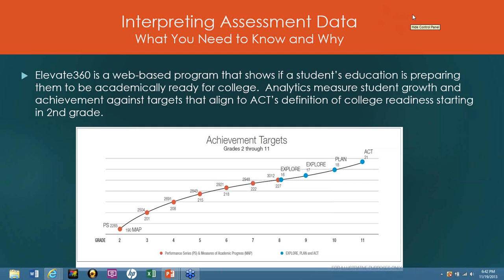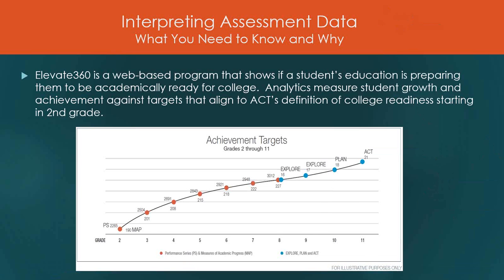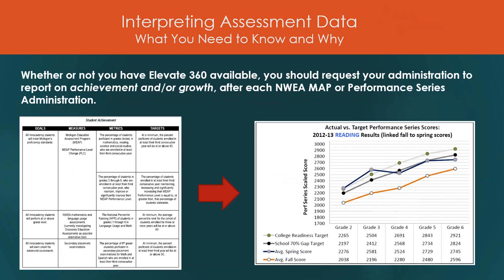We also know that students that are on track or above track tend to stay there. So it's not those ones that we're as worried about. Students can always fall off the track, but it's really important to have that information in your hands, and that's what that tool, Elevate 360, presents to you.